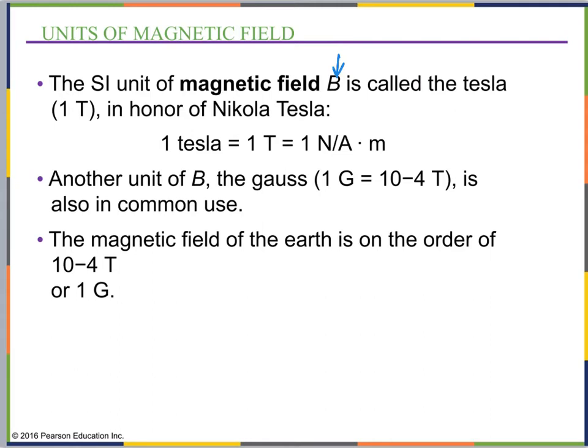Another unit of magnetic field that you might see used is the Gauss, which is a smaller unit. I think it comes in handy because the magnetic field of the Earth is kind of weak, so it makes more sense to express it in Gauss rather than Tesla. And so, as they say here, the magnetic field of the Earth is about 10 to the minus 4 Tesla, which is 1 Gauss.